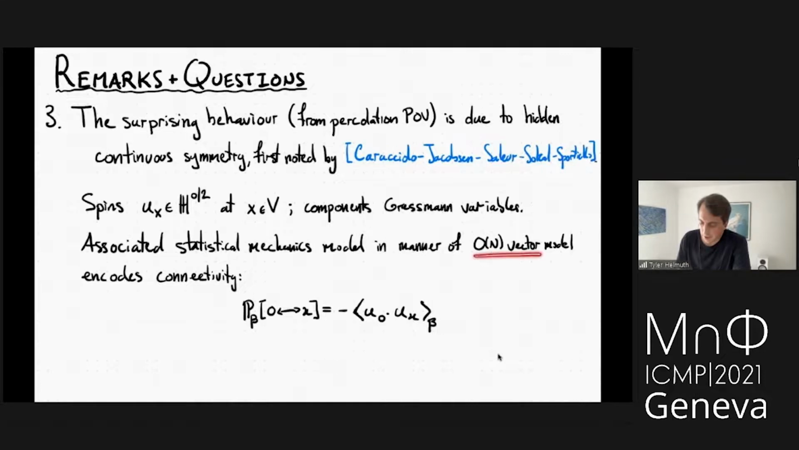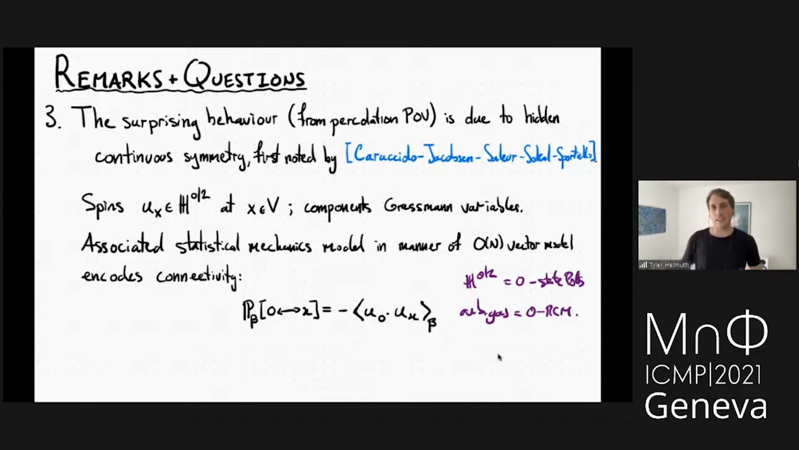If you like, you can think about it as being similar to the O(N) vector models that Christophe talked about. The important thing is that it encodes connectivity. So the probability 2 vertices are connected in the arboreal gas, meaning in the same tree, is encoded by the spin-spin correlation of this spin model. So this is really saying that H^{0|2} is 0-state Potts, and the arboreal gas is the 0 random cluster model. And exactly like the Potts random cluster model correspondence, that also happens here.